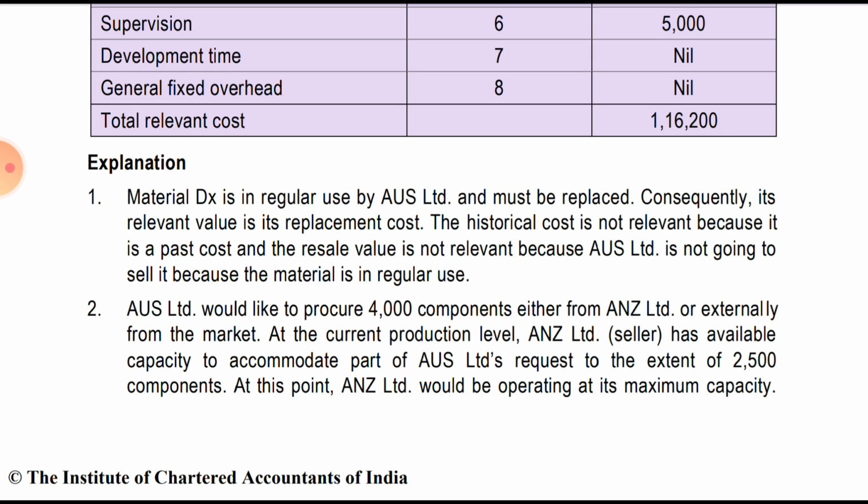Material DX is a regular use by AUS and must be replaced. Consequently, it is relevant. Its relevant value is its replacement cost. The historic cost is not relevant because it is a past cost, and the resale value is not relevant because AUS is not going to sell it, since the material is in regular use. So since it is regular use, we took the replacement cost.